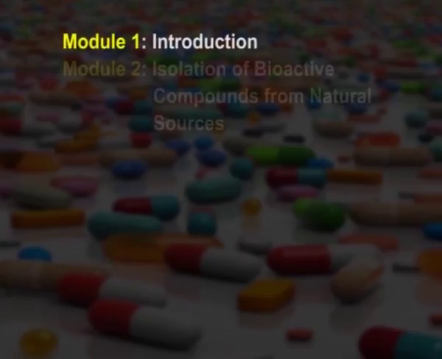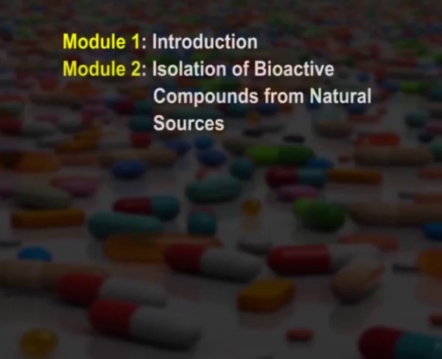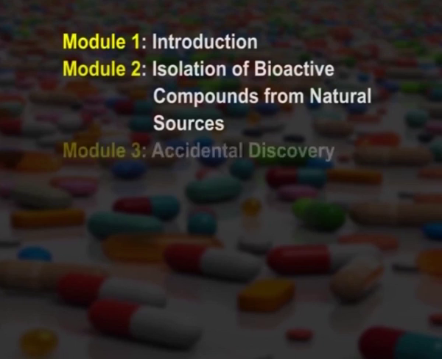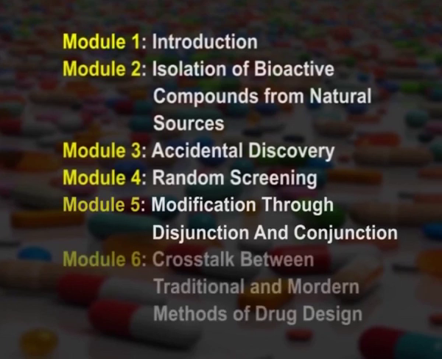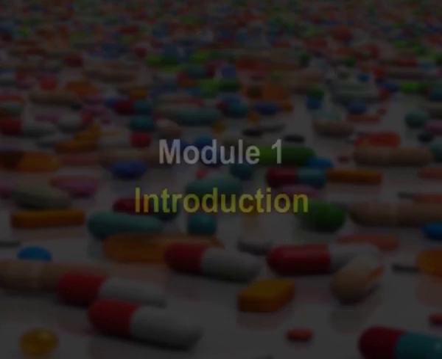Module 1, Introduction. Module 2, Isolation of bioactive compounds from natural sources. Module 3, Accidental discovery. Module 4, Random screening. Module 5, Modification through disjunction and conjunction. And Module 6, Crosstalk between traditional and modern methods of drug design. Now, I start Module 1, Introduction.